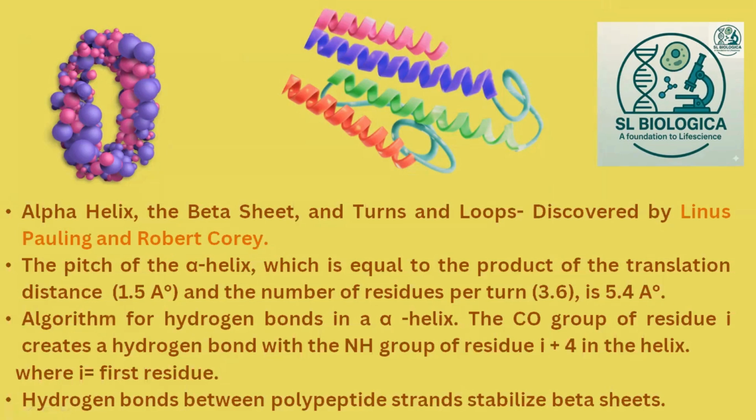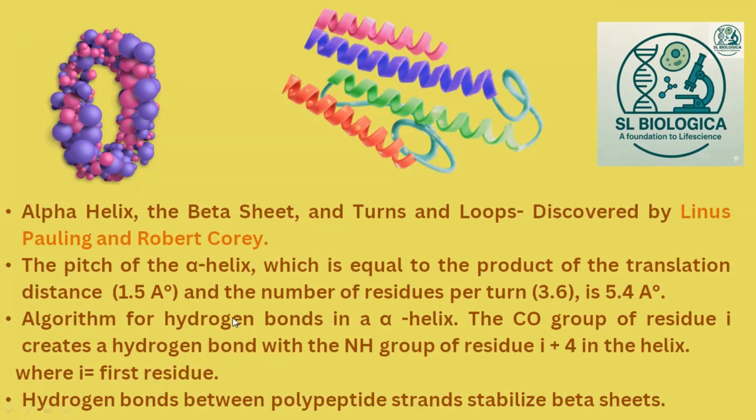So coming to some terms, like pitch of the alpha helix. What do you mean by pitch of the alpha helix? It is actually the product of translation distance and number of residues per turn. That is 1.5 angstrom times 3.6, which results in 5.4 angstrom. Angstrom means 10 raised to minus 10 meter.